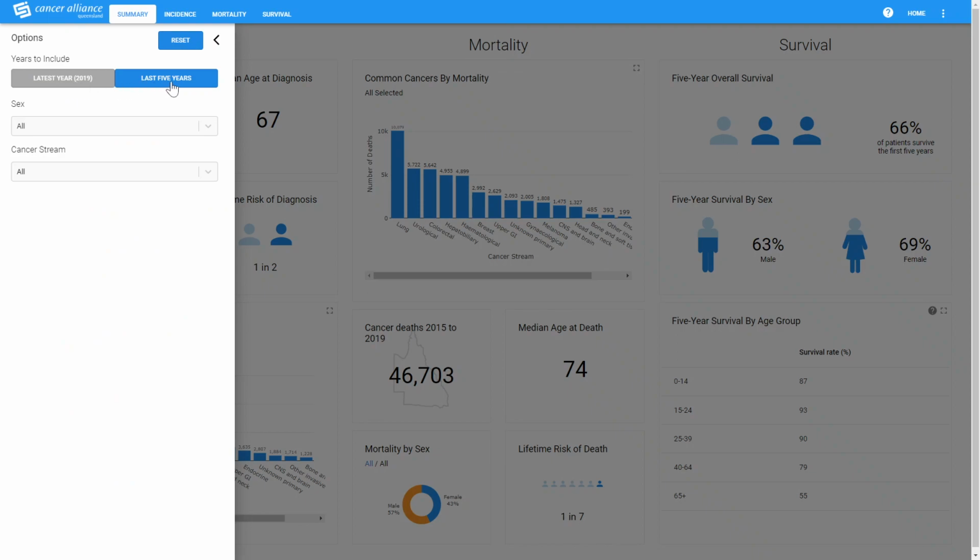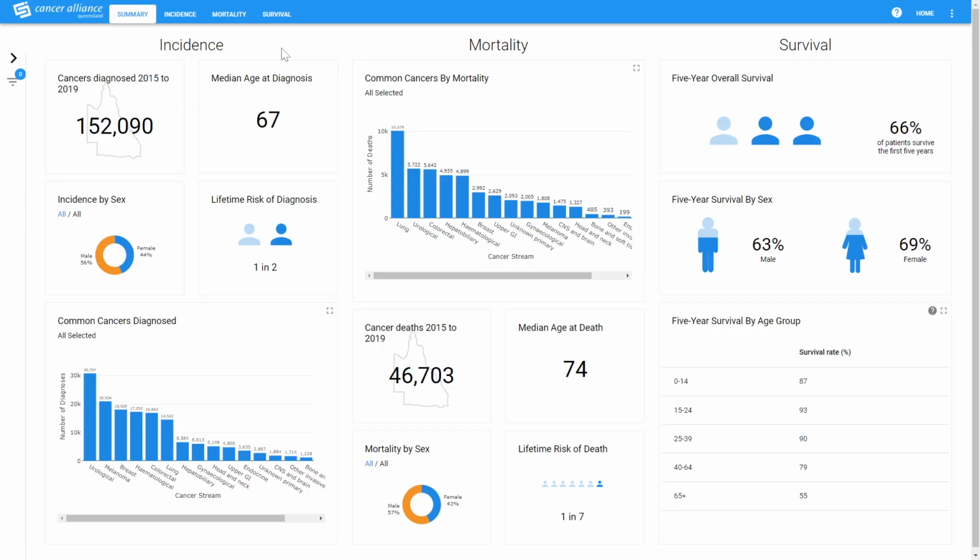So you can see that currently we're showing the last 5 years worth of data for Queensland. Or I also have the option to just view the most recent year. That is complete data available, and at the moment that is 2019. I can also filter by sex or by cancer. Just stepping through the items that are available, you'll note that under incidence we've got the number of people diagnosed over that 5-year period, which is over 150,000.